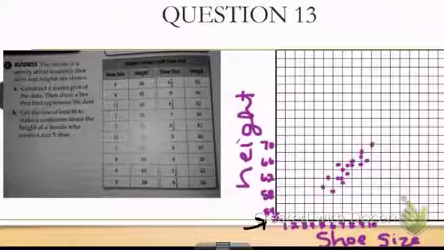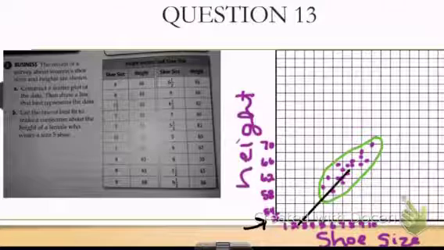So again, we can use that oval around the data to help decide where to put our line of best fit. And here, our line of best fit appears to go in this area.